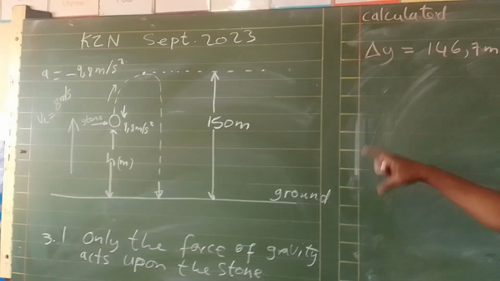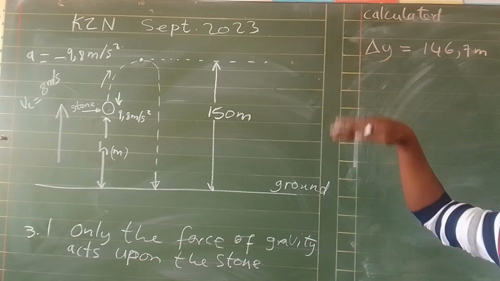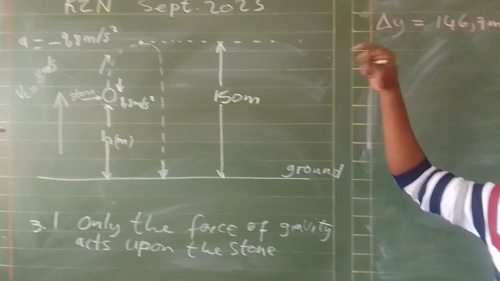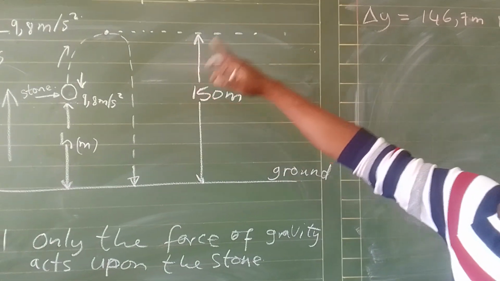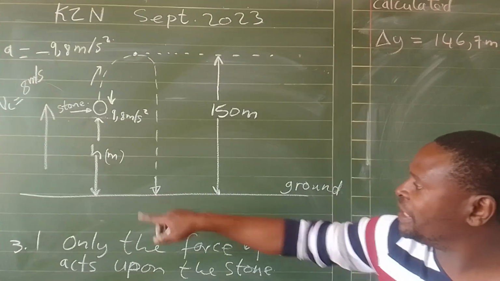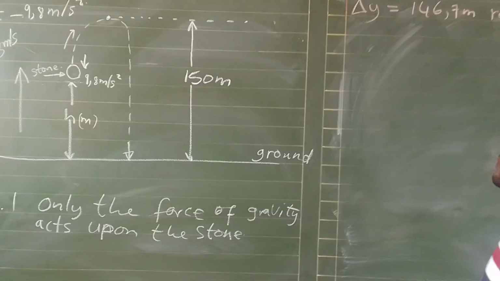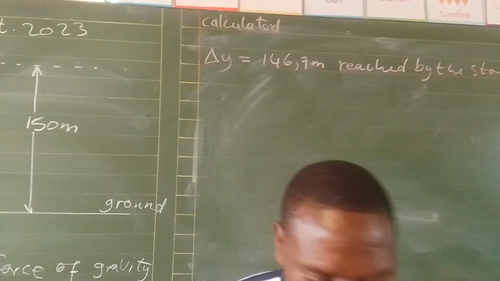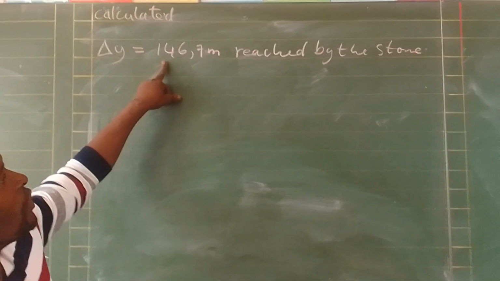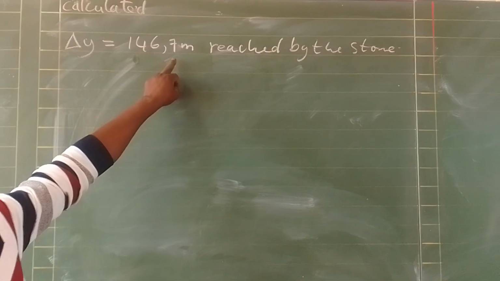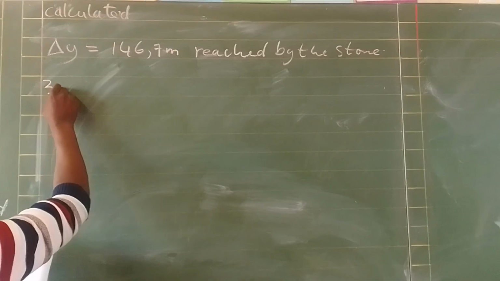This is the continuation of the previous question, which was KZN September 2023, where we were dealing with the helicopter moving at a constant velocity of 8 meters per second, going up, and it drops a stone from high above. The stone continues and comes back to hit the ground. The total height was given as 150. We have calculated the maximum height to be 146.7 meters. So the question that follows is 3.4.